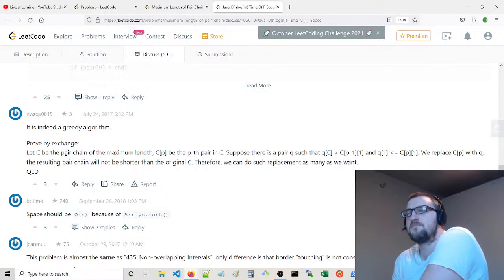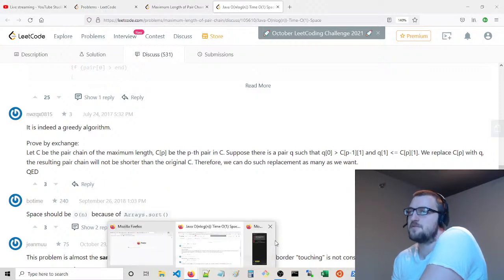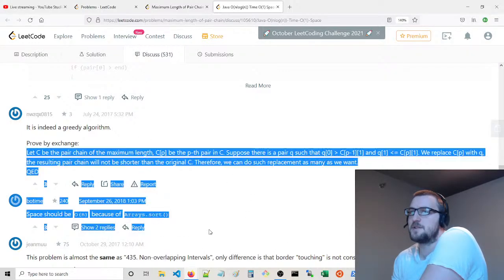Prove by exchange. C be the pair chain of the maximum length, CP be the pth pair in C. Suppose there is a pair Q such that Q is greater than CP minus 1, 1, and Q1 is less than or equal to CP1. Replace CP with Q, and the resulting pair chain will not be shorter than the original C, therefore we can do such replacement as many as we want. I don't know if that actually proves this though. I don't really know about that.